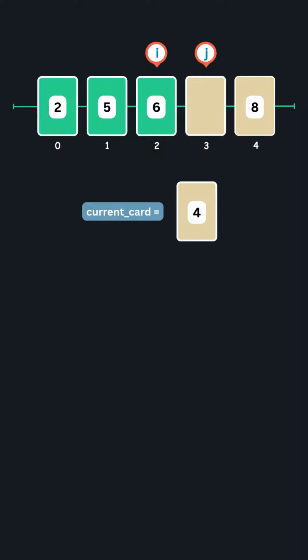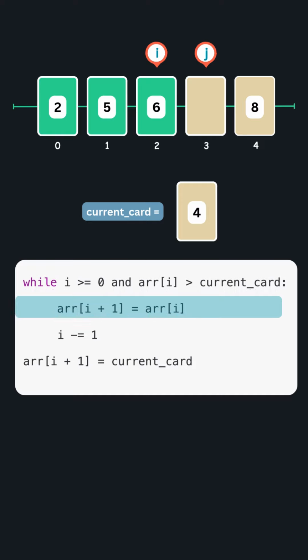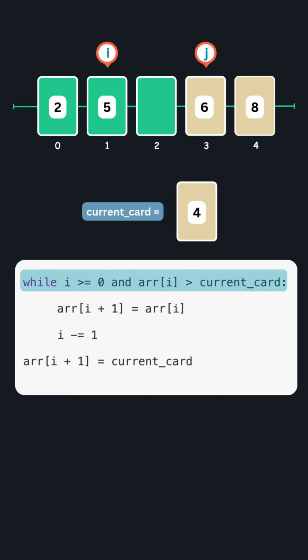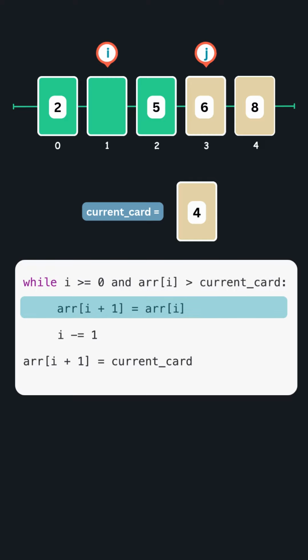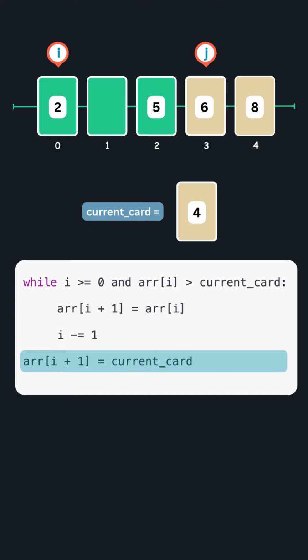While i is greater than or equal to 0 and the value at index i is greater than the current card, we shift that value 1 position to the right. So 6 gets shifted 1 position to the right and then we decrement i by 1. Since 5 is also greater than the current card, we shift 5 to position i plus 1 and decrement i by 1. Now 2 is not greater than the current card, so we exit the loop.